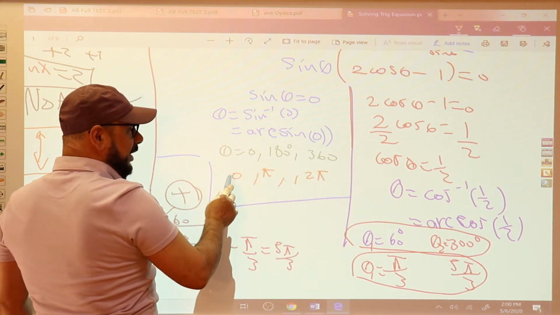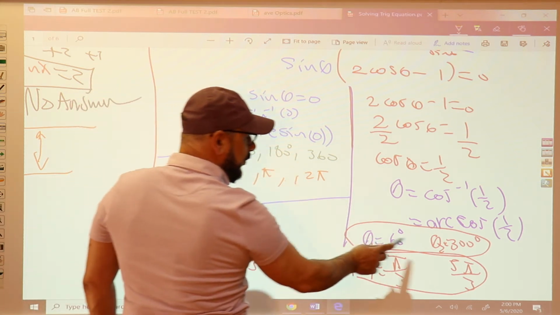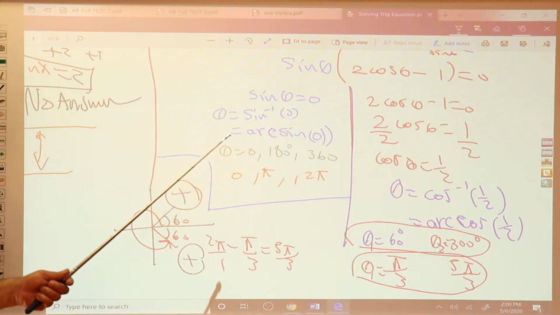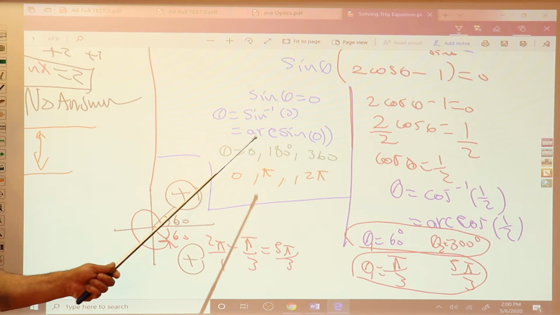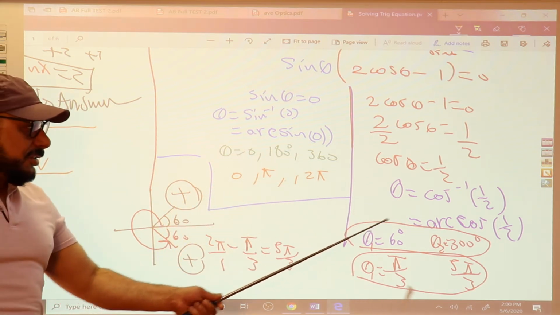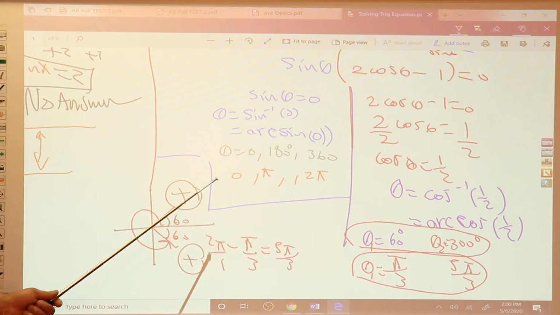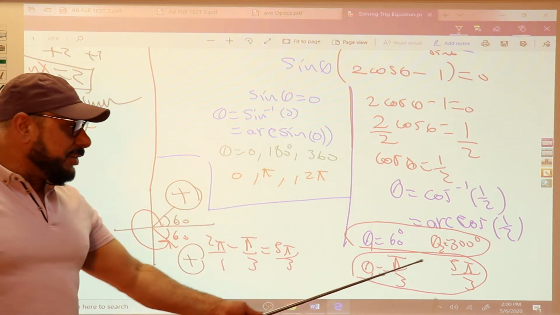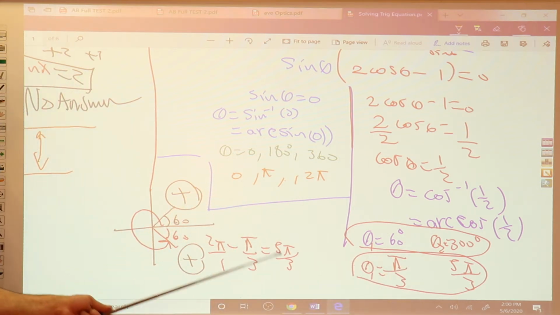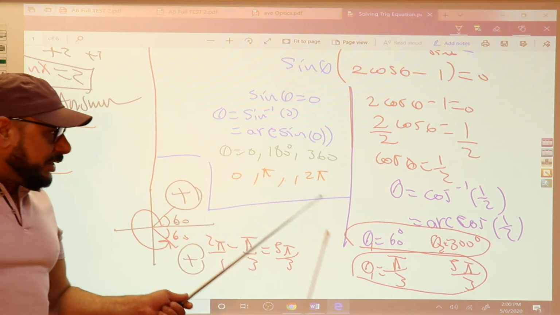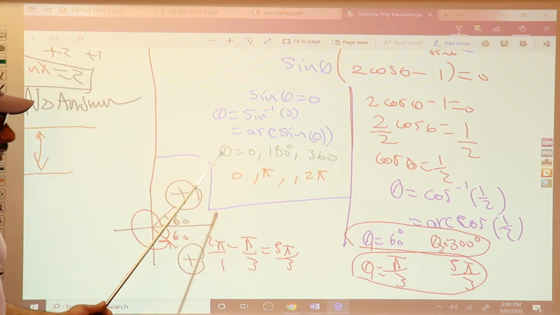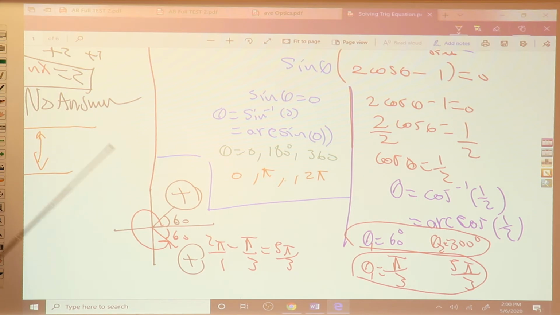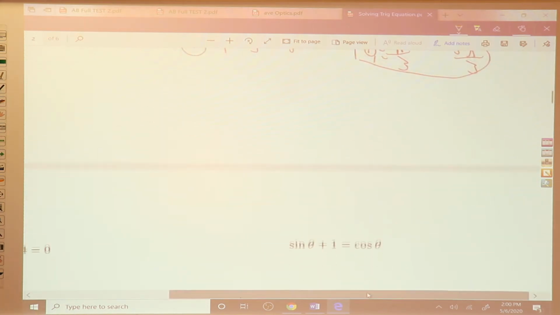How many answers do I have now? 1, 2, 3, 4, 5 answers for this equation. 0, 180, 360, 60, 300 in degrees. And in radians, 0, pi, 2 pi, pi over 3, 5 pi over 3. The same thing, but these are given in radians and these are given in what? Degrees. One more problem.